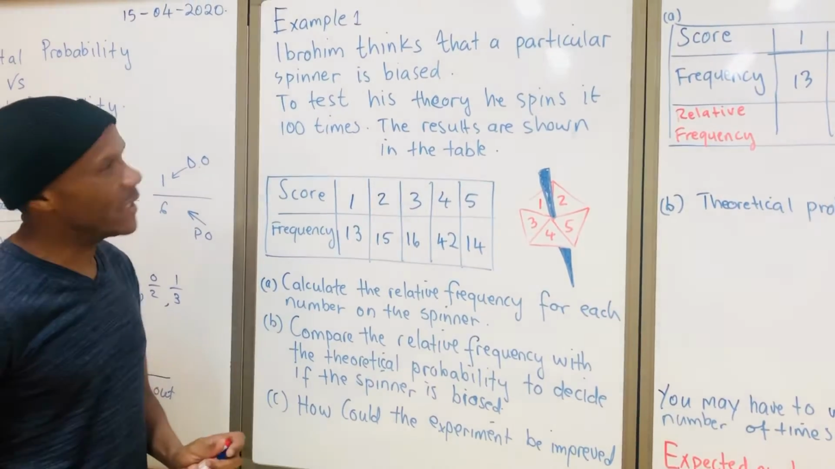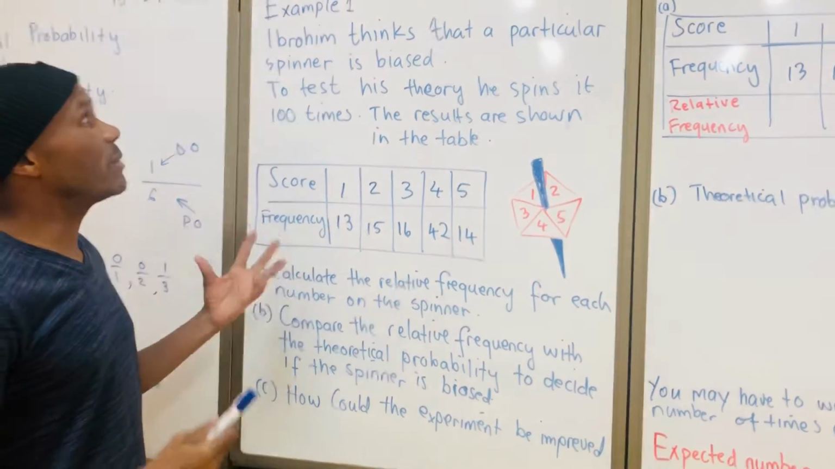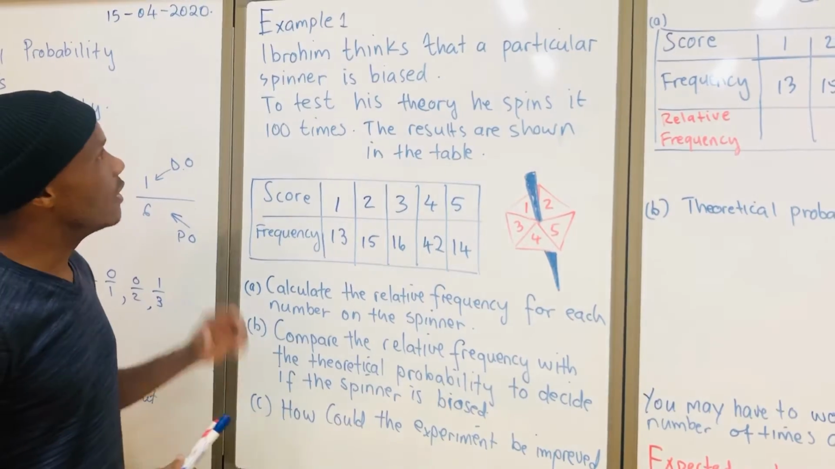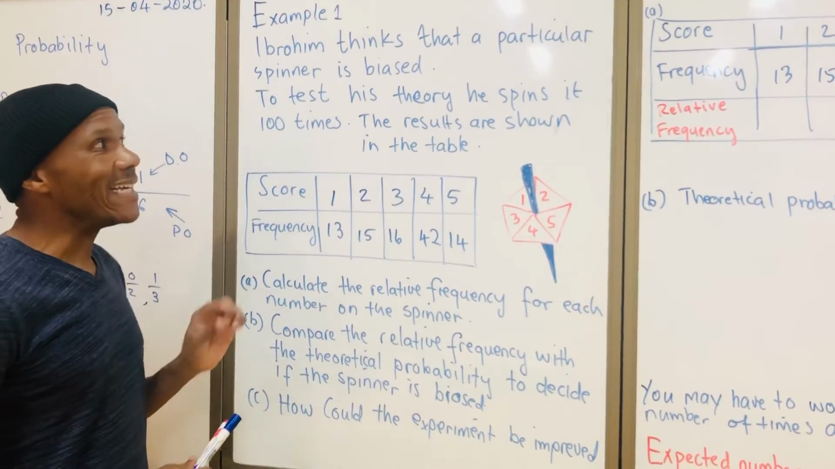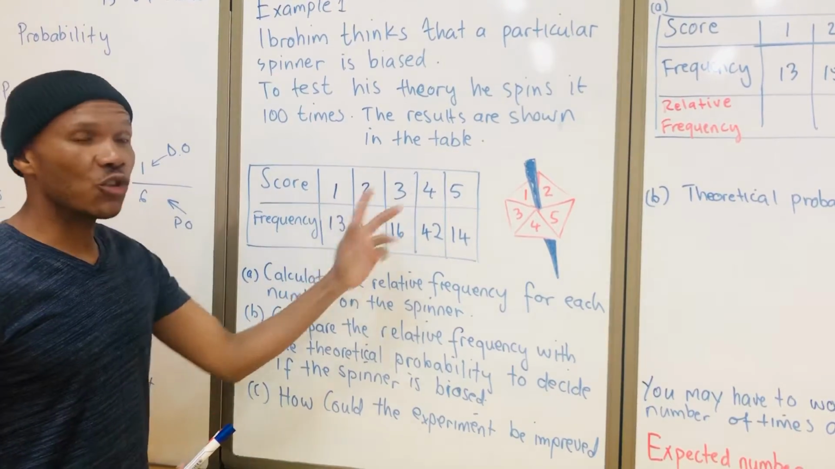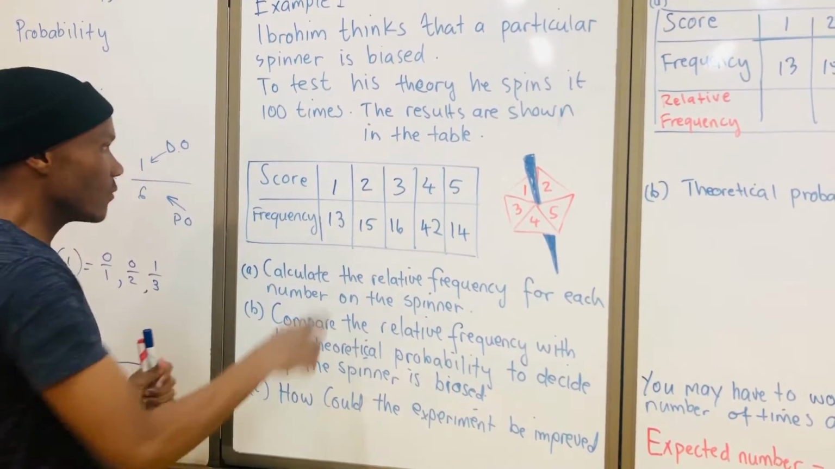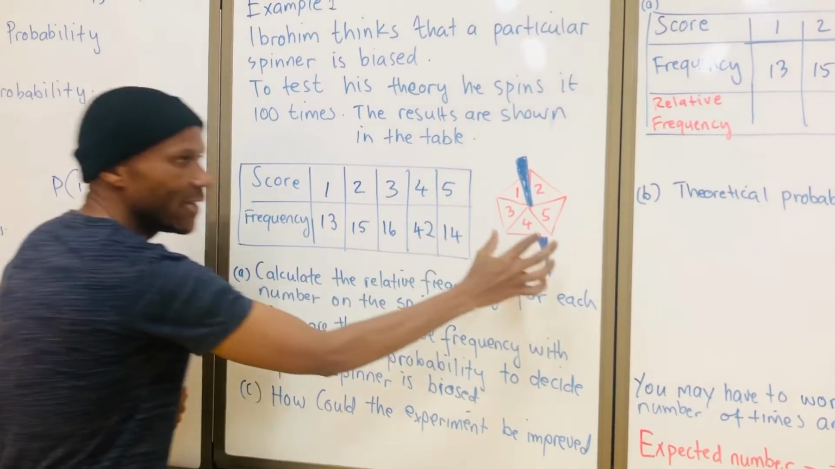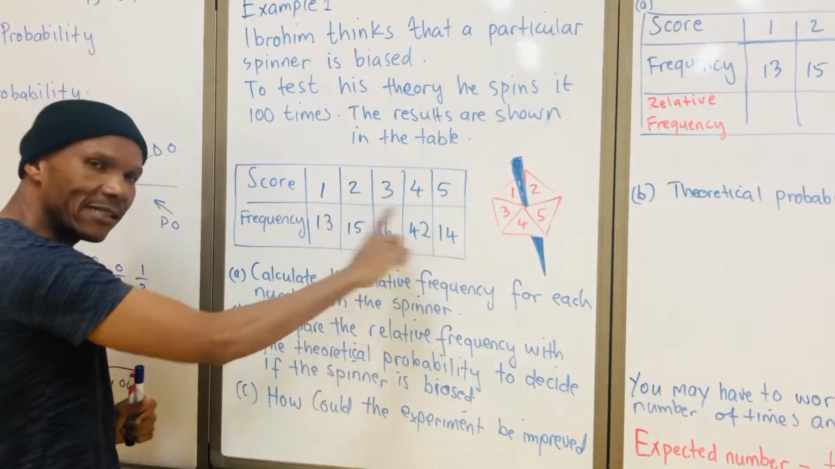Here is our example. Ibrahim thinks that a particular spinner is biased. To test his theory, he spins it 100 times. The results are shown on the table. So these are the results. Here is my beautiful spinner, and these are the results.